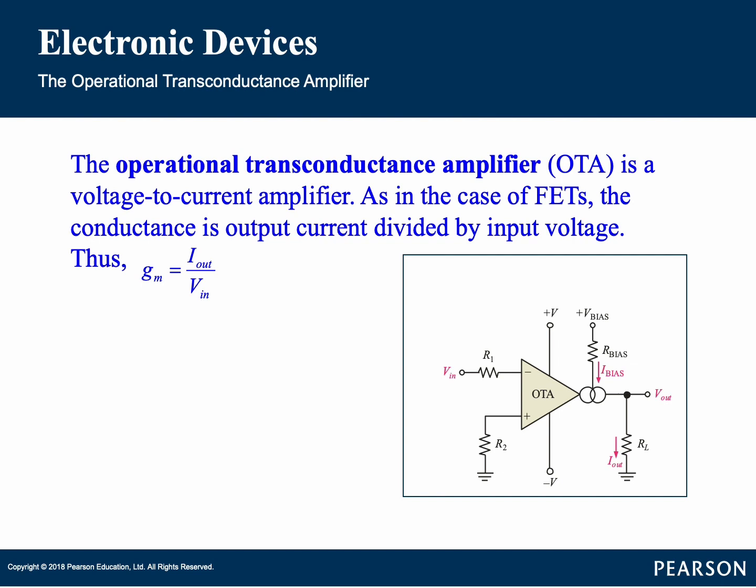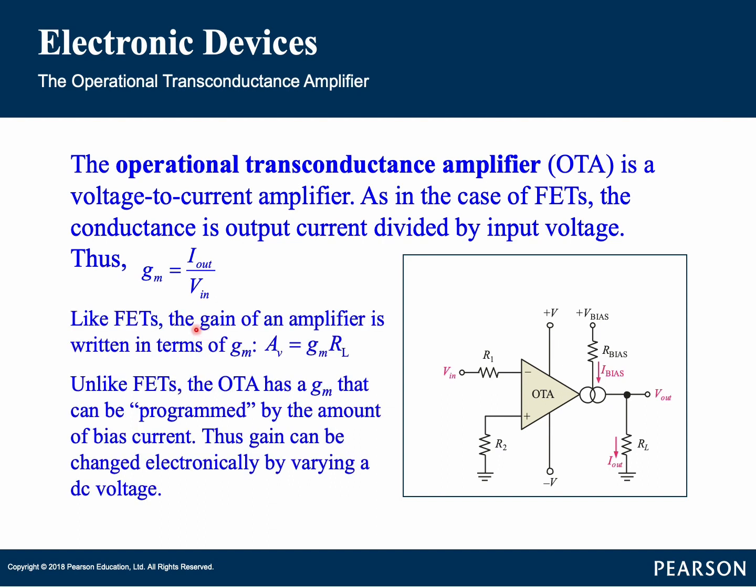Conventional op amps, as you know, are primarily voltage amplifiers in which the output voltage equals the gain times the differential input voltage. The operational transconductance amplifier, OTA, is a voltage to current amplifier in which the output current equals the gain times the differential input voltage. As in the case of FETs, the transconductance is output current divided by input voltage. Thus, gm is equal to I out divided by V in.